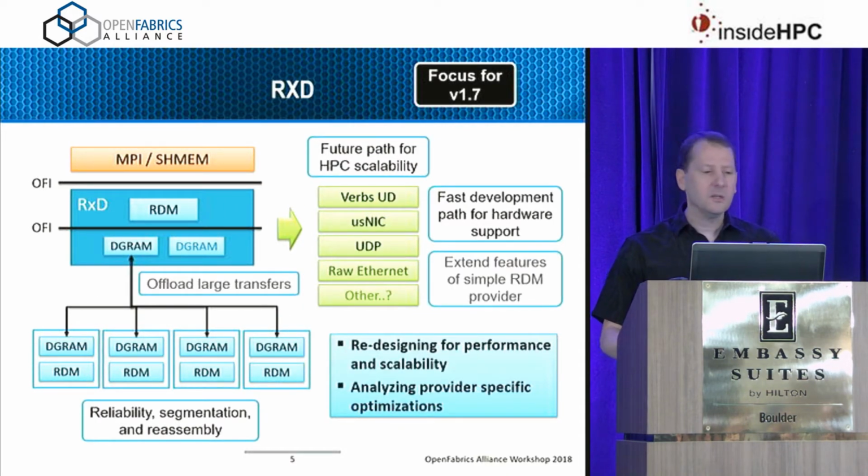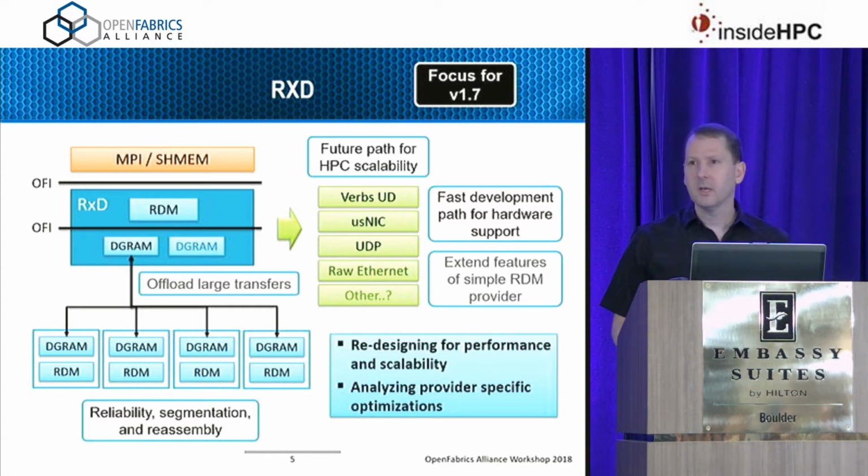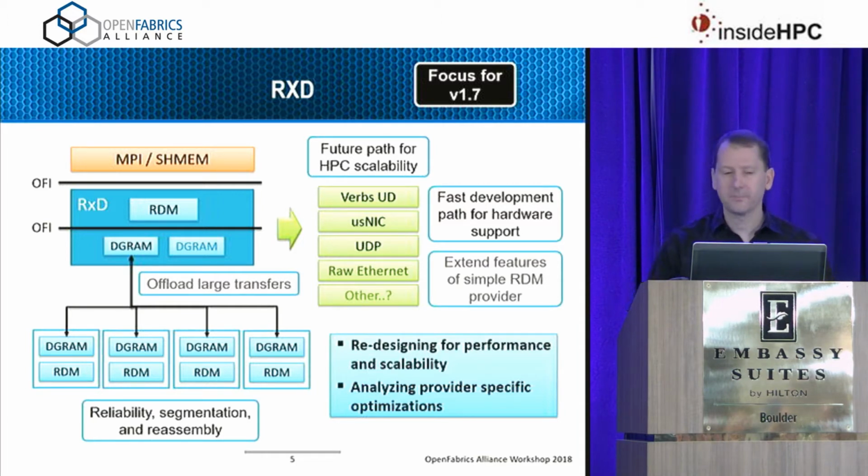The RxD code, Brian mentioned this, so this is reliable datagram over datagram semantics. So we have an RxD provider that's upstream. It's been disabled. So it was disabled for stability reasons. We're looking at doing basically a redesign and reimplementation of the RxD provider. That's going on now. We expect that this provider would probably be upstream for the 1.7 release.